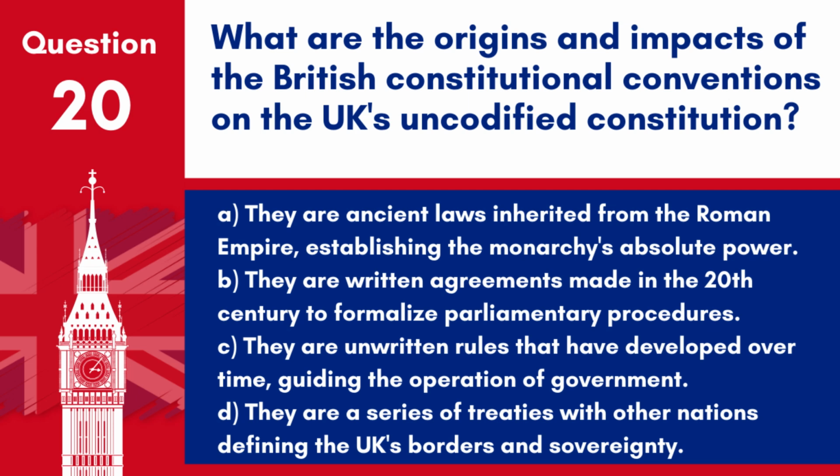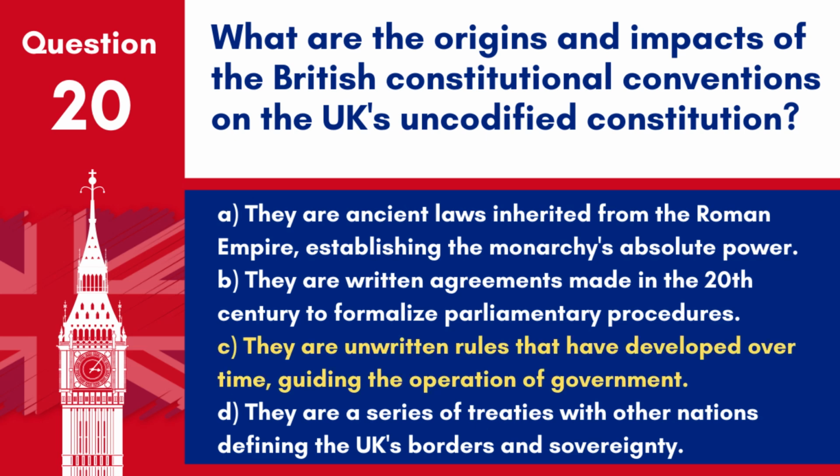A. They are ancient laws inherited from the Roman Empire, establishing the monarchy's absolute power. B. They are written agreements made in the 20th century to formalise parliamentary procedures. C. They are unwritten rules that have developed over time, guiding the operation of government. D. They are a series of treaties with other nations defining the UK's borders and sovereignty.